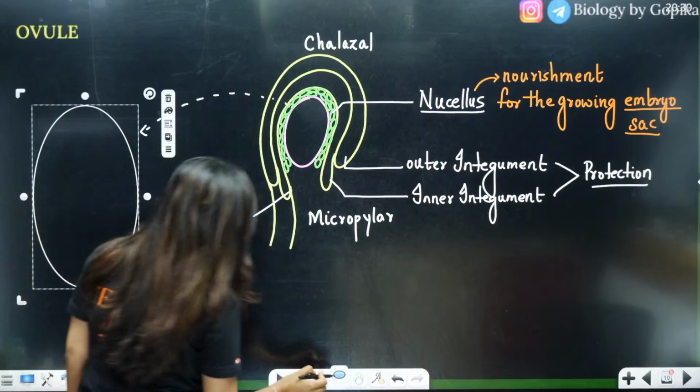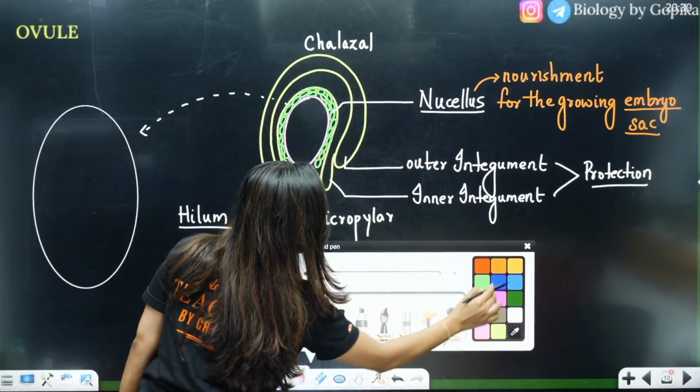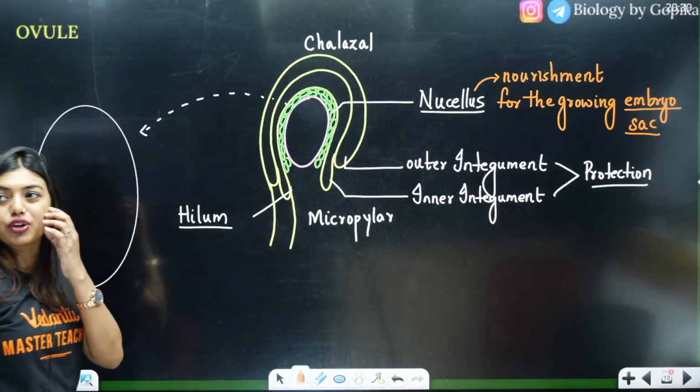This is your embryo sac. Okay, this is a fully matured embryo sac. Now, in the embryo sac, what is going to happen?